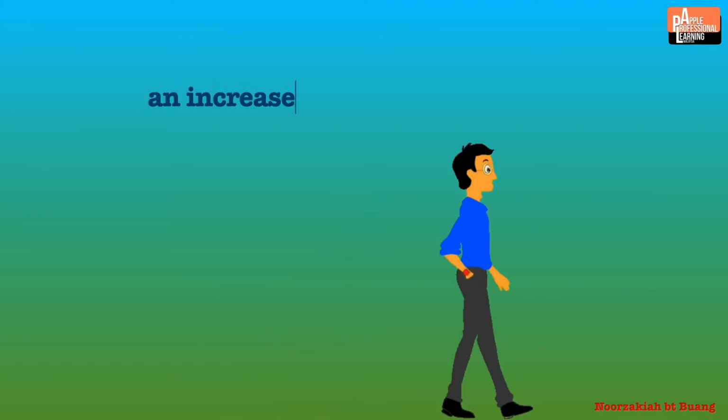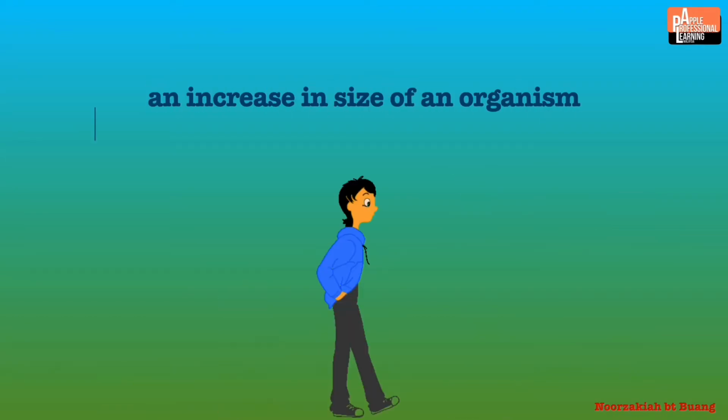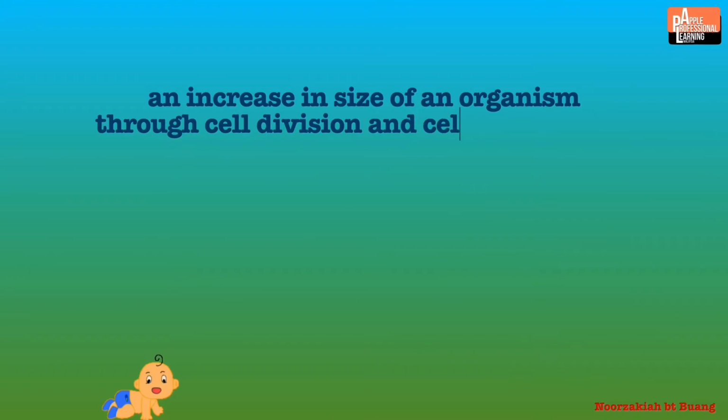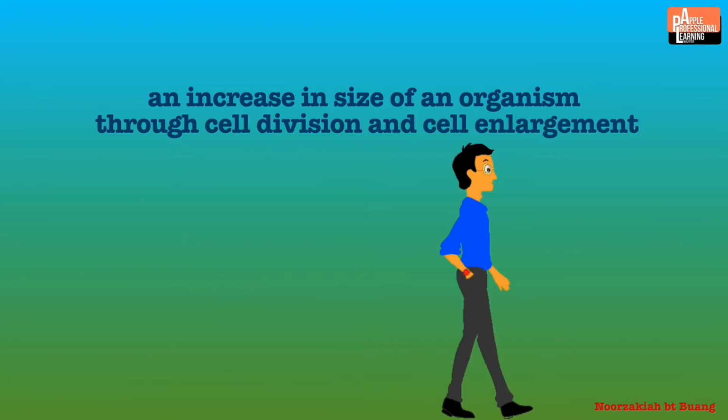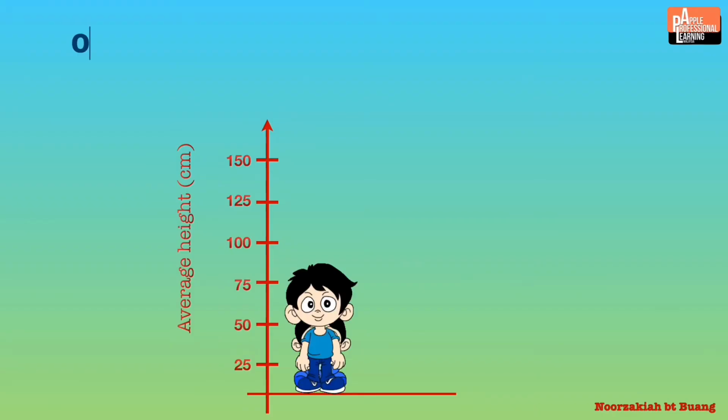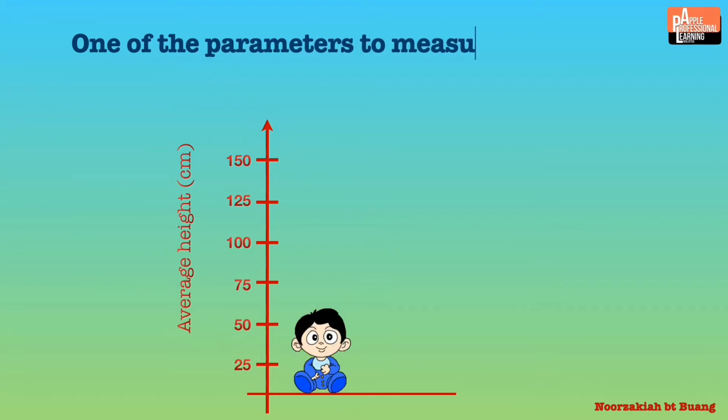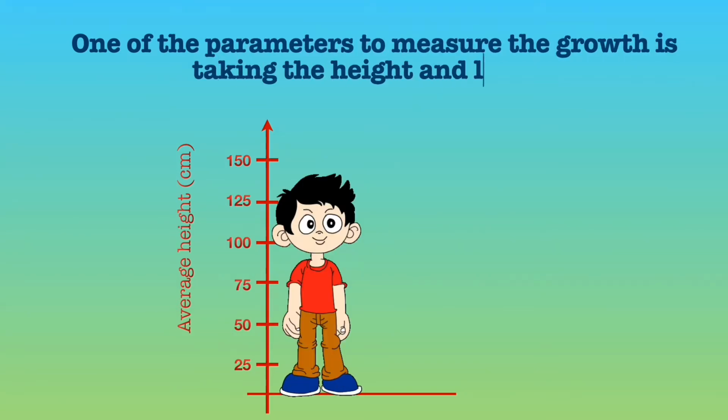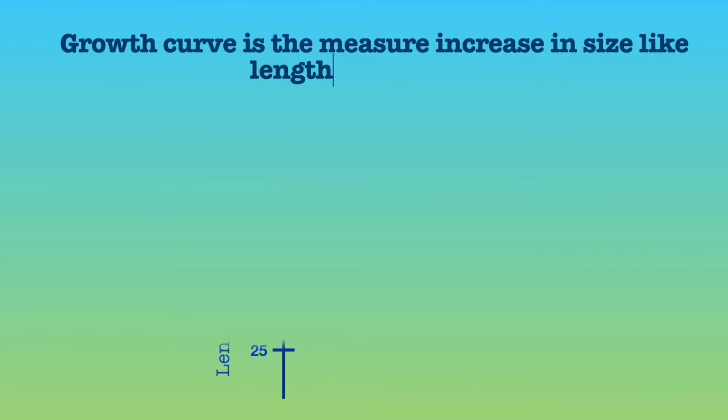Growth is an increase in size of an organism through cell division and cell enlargement. One of the parameters to measure the growth is simply the height and length. Growth curve is the measure of increase in size, like length, against time.